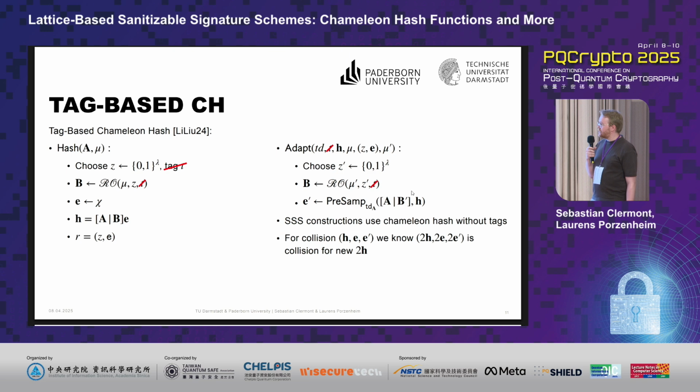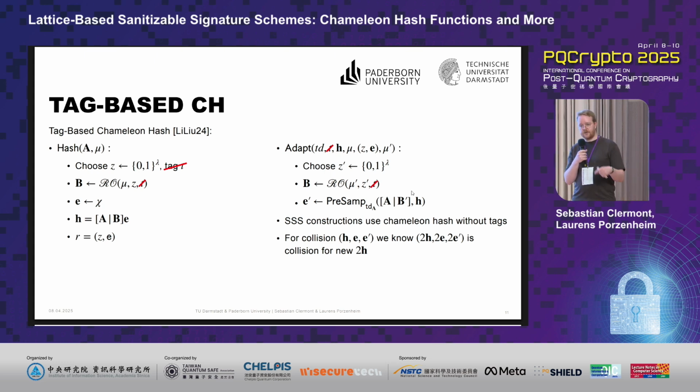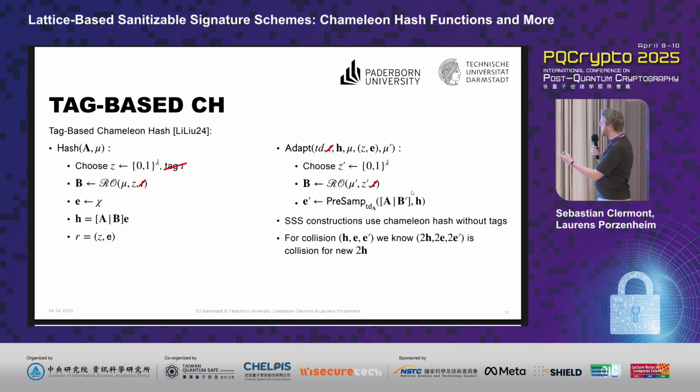The issue now is, if you ignore the tag, then the adversary just calculates some hash, then asks for a collision, because he has a collision oracle, and if he then multiplies this collision that he has seen with 2, this is a new collision. So you have this 2h, the 2e, and the 2e prime, and this is a collision for a new, not seen before 2h, and therefore this is a forgery or a new collision, which then breaks the security game.